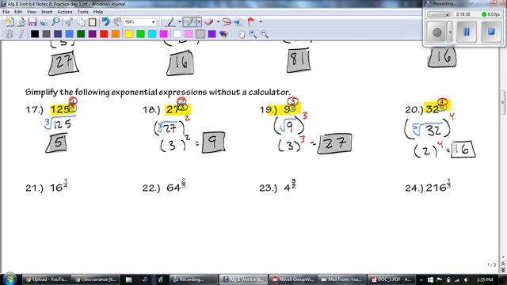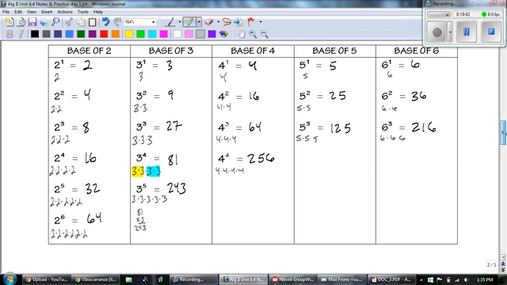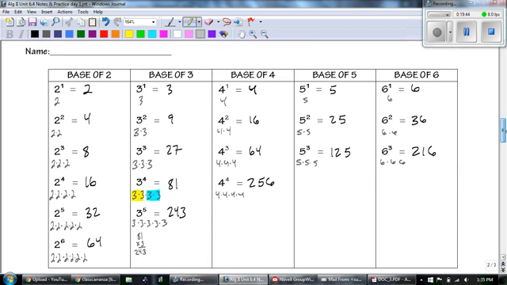Mr. Grice, how do you know that? Because I've got my other sheet in front of me, and I'm looking at that. This is what I'm looking at. Okay.